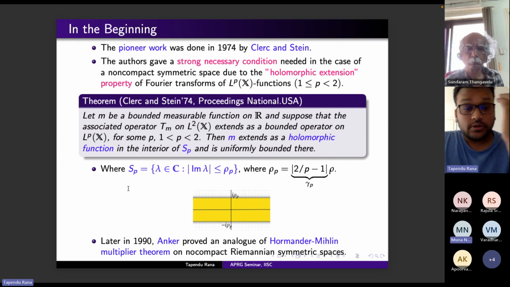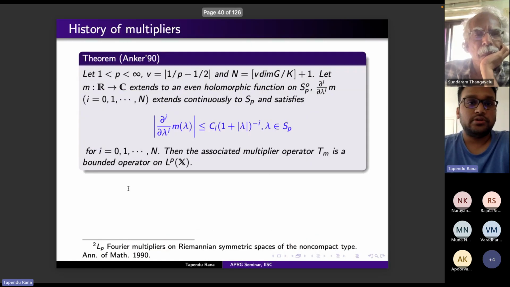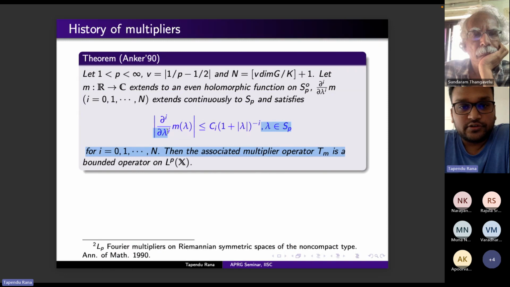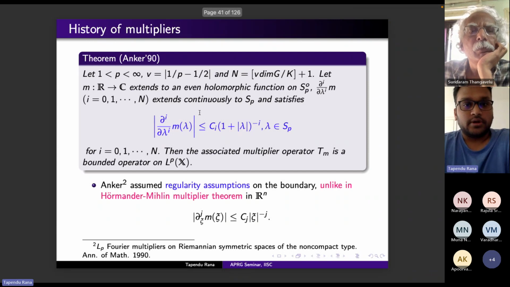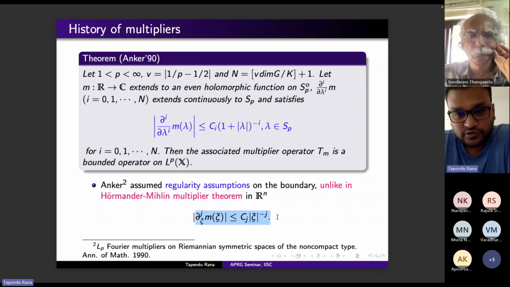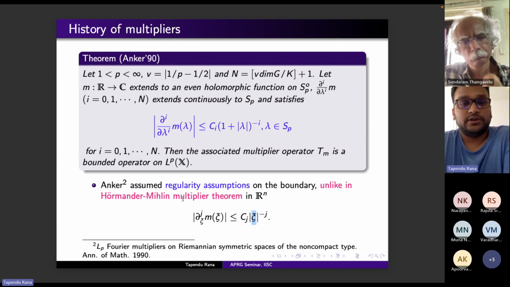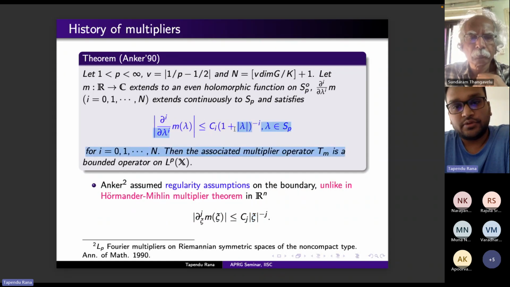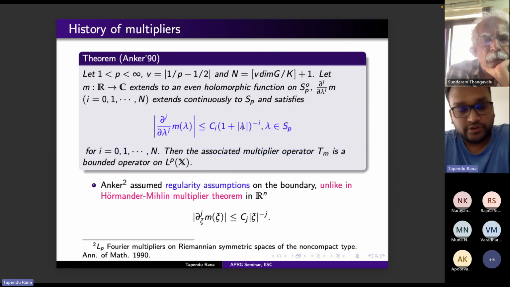Okay. So later in 1990, Anker proved an analog of the Hormander-Mikhlin multiplier theorem on non-compact type symmetric spaces, where he showed that if the multiplier satisfies this kind of differential inequalities, then the associated multiplier operator is a bounded operator on LP(X). Now, if you recall the Hormander-Mikhlin multiplier theorem on Rn, it says that if m satisfies this kind of differential inequalities, then the multiplier operator is LP bounded. Here, in the Euclidean setting, the derivatives of m are allowed a singularity at xi equal to 0. But for technical difficulties, Anker assumed this regularity condition where the derivatives of m are not allowed a singularity at the boundary of S_p.